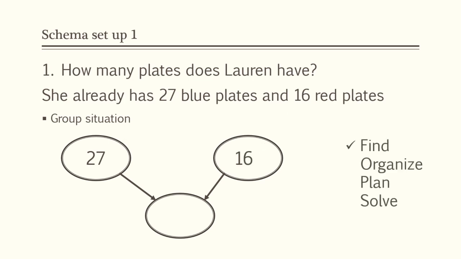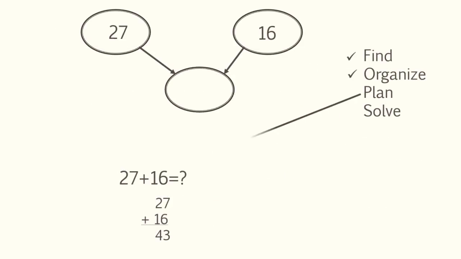So now I found this type of problem and I've organized the problem in the schema. So now I'm going to plan to solve, and I know that a grouping situation requires me to add in this case. So I've planned 27 plus 16, and I'm going to solve. 27 plus 16 is 43. I'm going to move that to the schema.